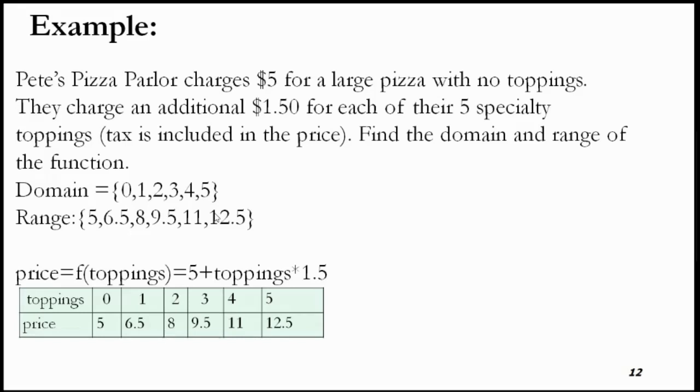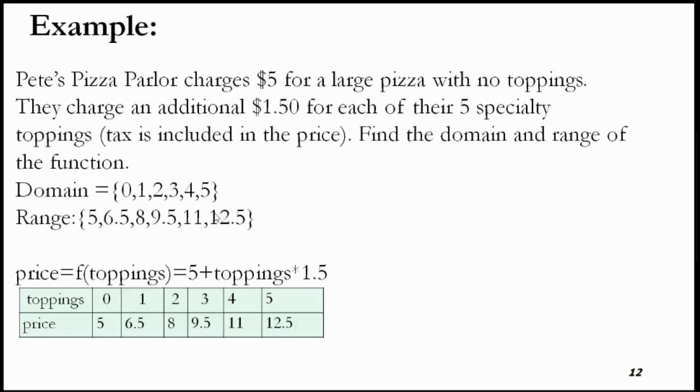Okay, it's a linear scale, right? It is a linear scale, linearly growing. So price is equal to f of toppings. So how much you pay is equal to 5 plus toppings times 1.5. This is the function. So you can write a C program like this: float f(int toppings), then return 5 plus toppings times 1.5.